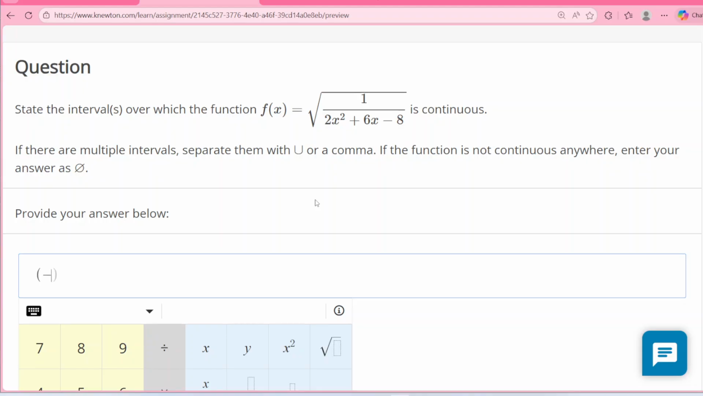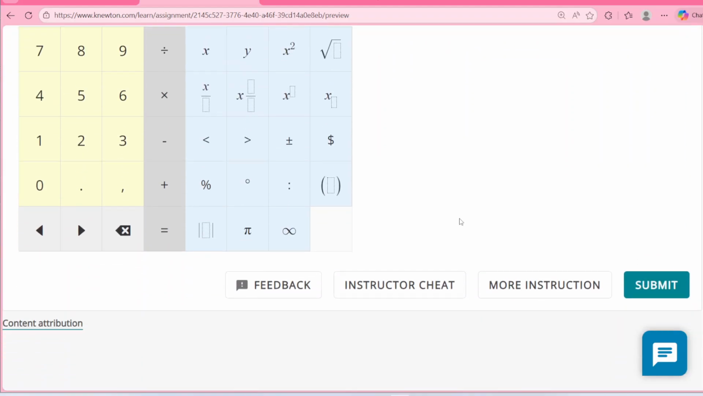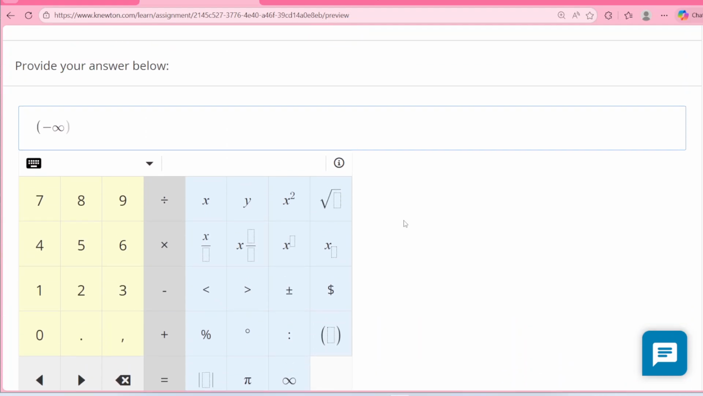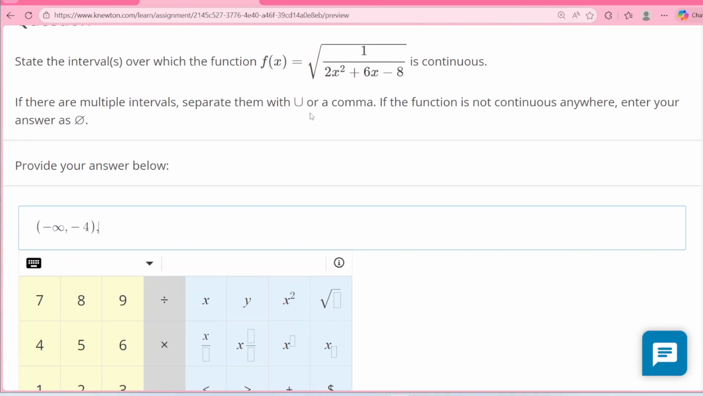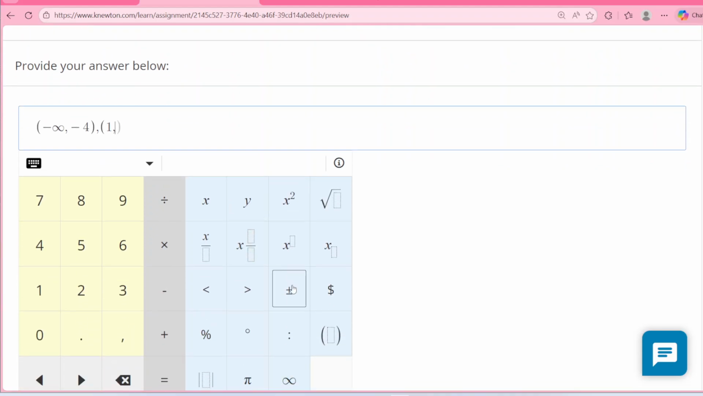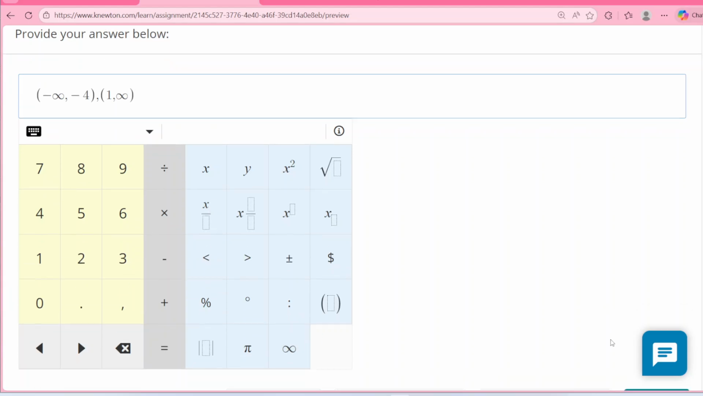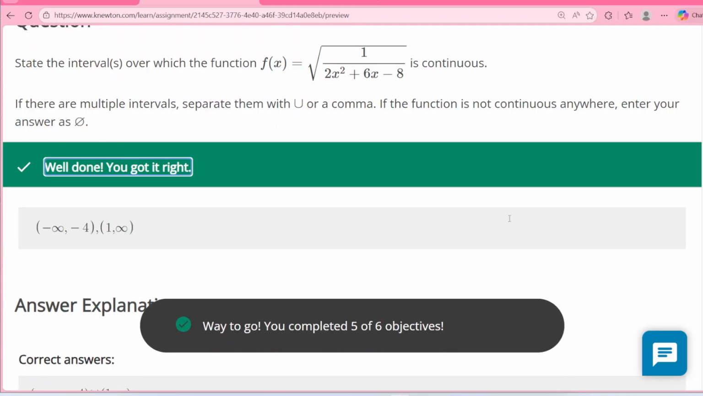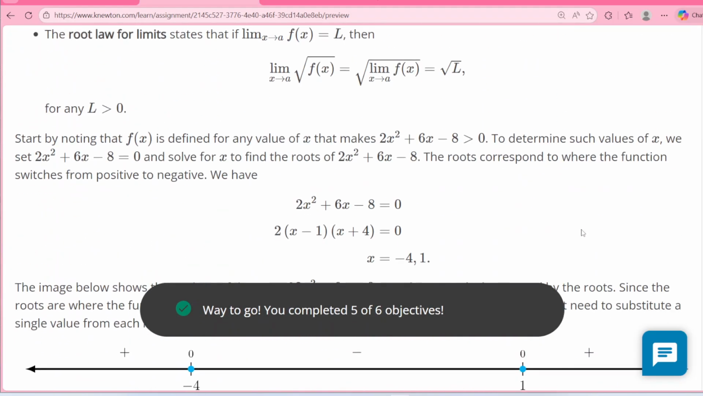So entering negative infinity to negative 4, and then a comma. Again, they said you could use the union symbol or a comma to separate intervals. And then the other interval it was continuous on was from positive 1 to positive infinity. All right, great. 5 of 6, one more to go.